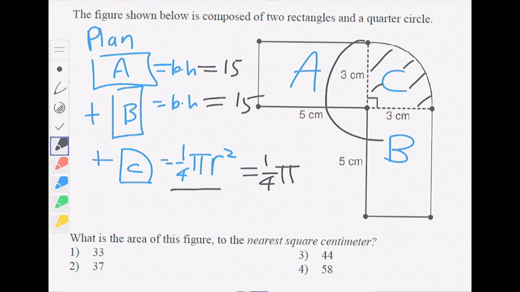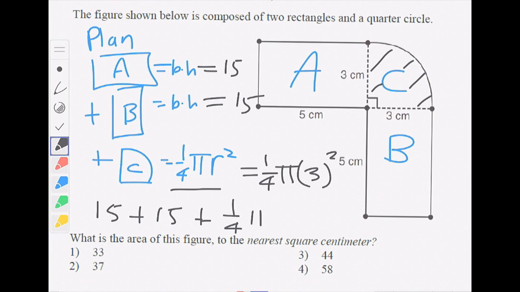Well, if there was a full circle here, you could see that the 3 would represent the radius. So there's no calculating necessary of what the radius is. It's actually given to us in the picture. So the plan would be 15 plus 15 plus 1/4 pi times 3 squared. Well, 3 squared is 9. So it's just a matter of dialing it up on my calculator.